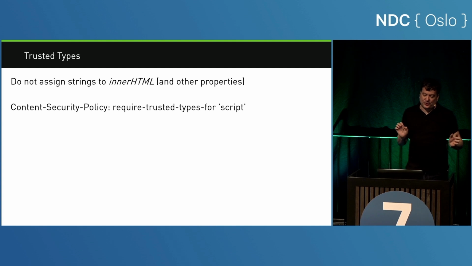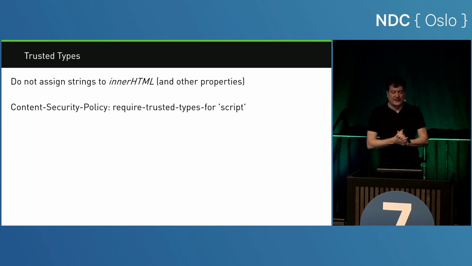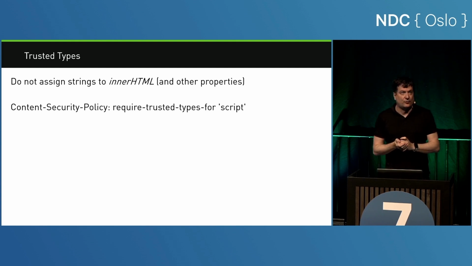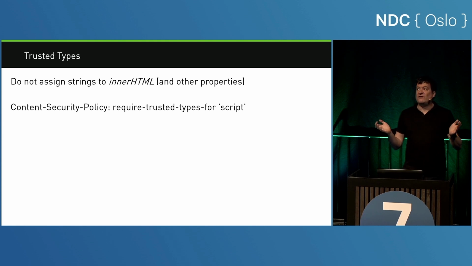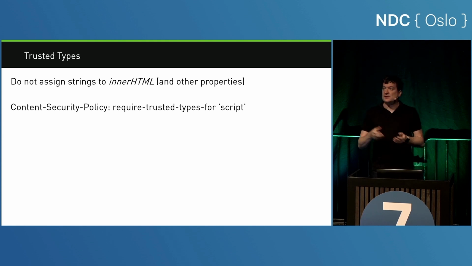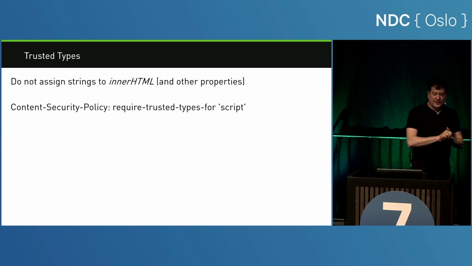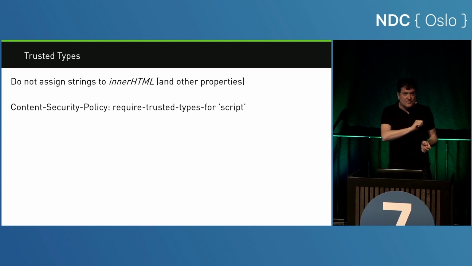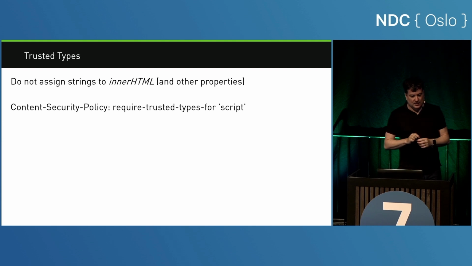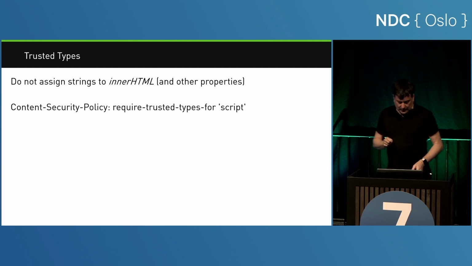And it looks like this. We use a content security policy again, and there is a new directive called require-trusted-types-for. There's only one valid value, and that one valid value is script. So essentially, what that does is you can't write strings to the inner HTML property. It just won't work.